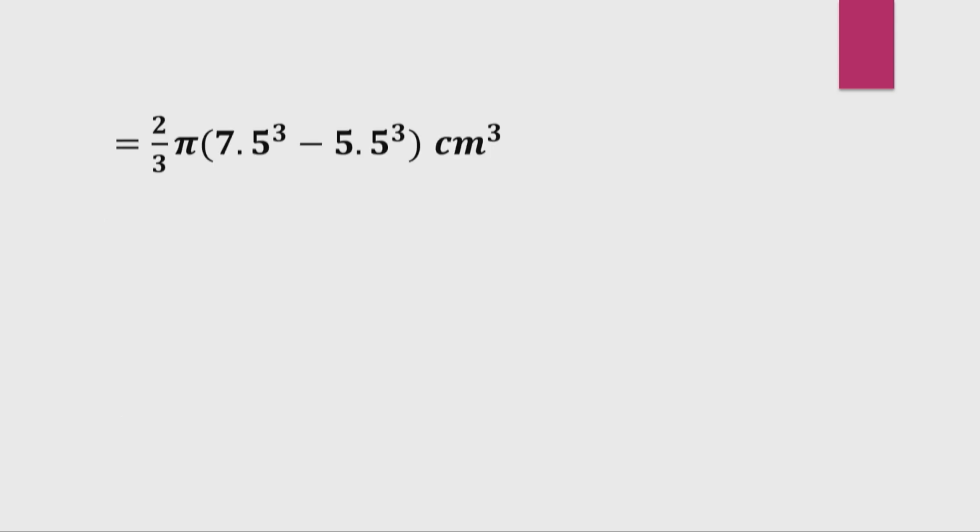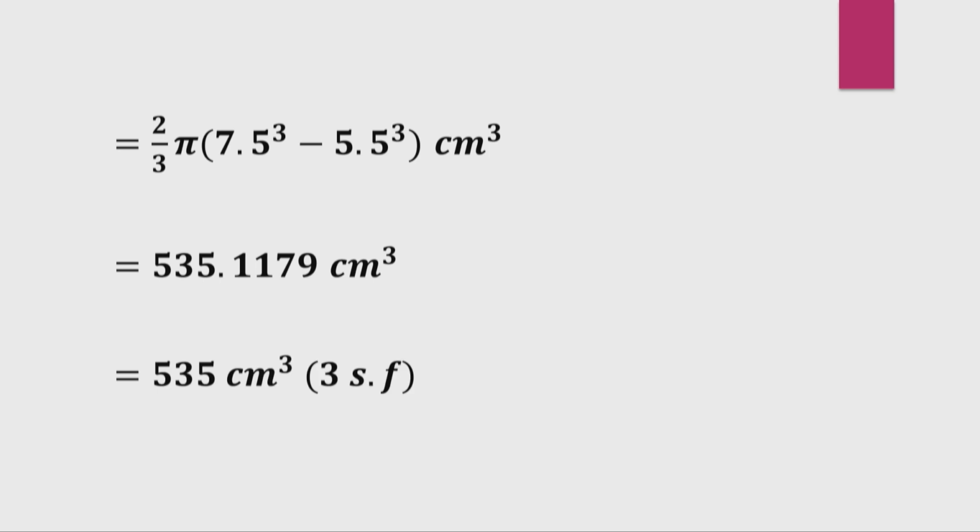Factorizing 2/3 pi outside, and in the bracket we have 7.5 cube minus 5.5 cube centimeter cube. Simplifying this, we get 535.1179 centimeter cube. Rounding this off to 3 significant figures, we get 535 centimeter cube.